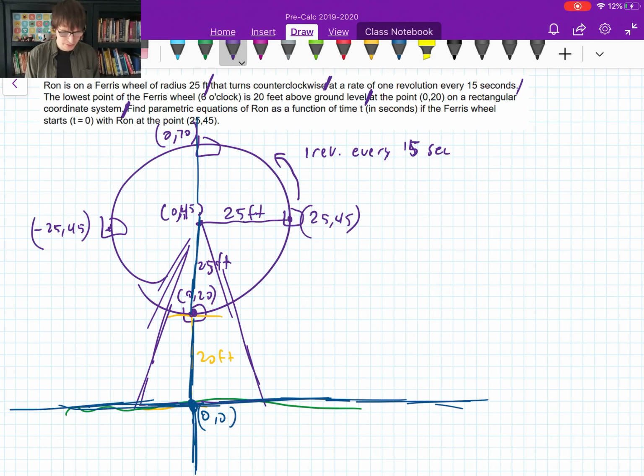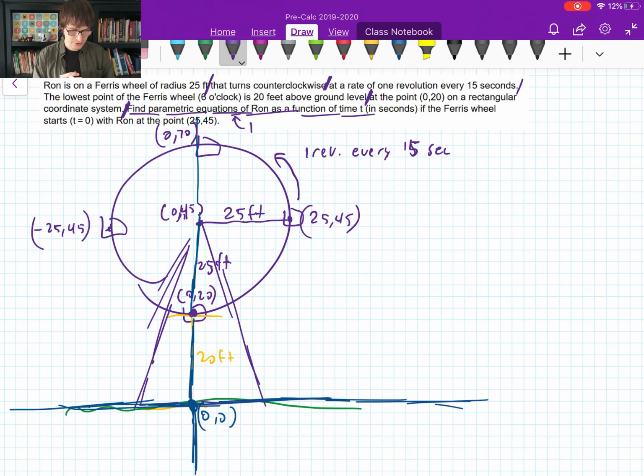Okay, find parametric equations. Great, so now it's giving us something to do. This is our goal, step 1. We want to find parametric equations of ρ as a function of time, t. Well, what's ρ doing? Oh, Ron's on the Ferris wheel. So we're going to make an equation of Ron going around the Ferris wheel as a function of time.